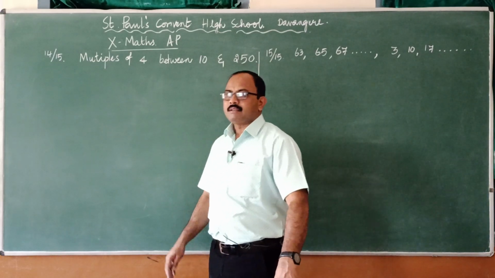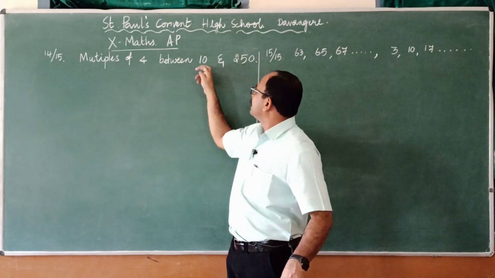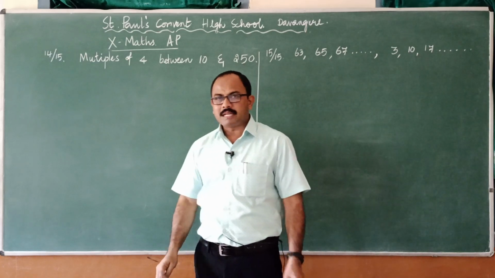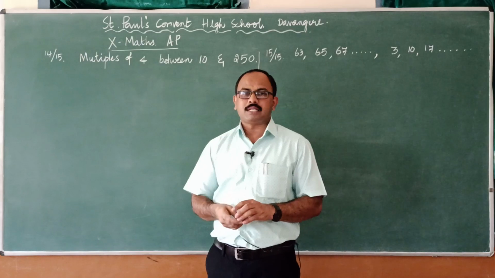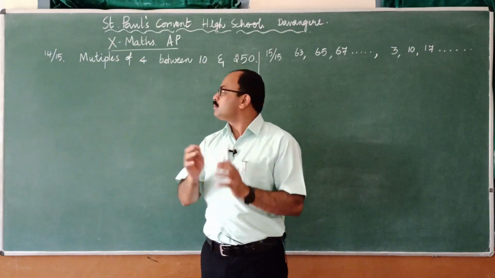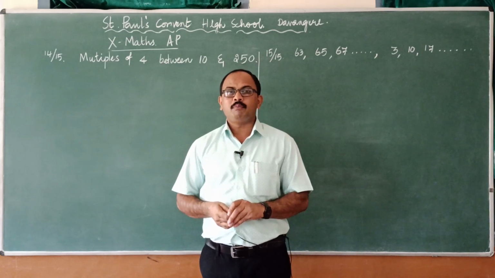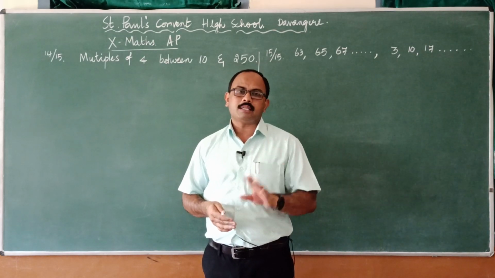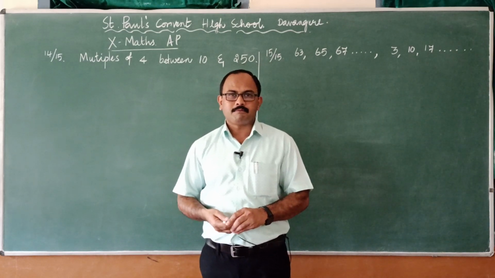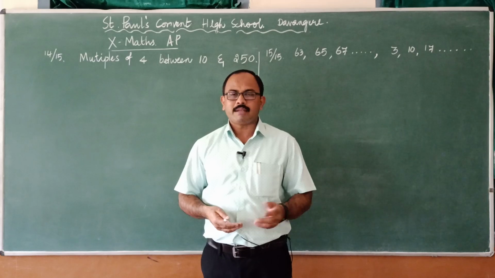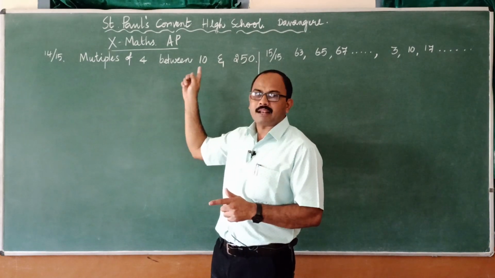That's find the number of multiples of 4 between 10 and 250. Between means we need to leave out 10 and 250. Between 10 and 250, how many multiples of 4 are there? We know the multiples of 4 from the multiplication table: 4, 8, 12, etc. But let's start from the next of 10.